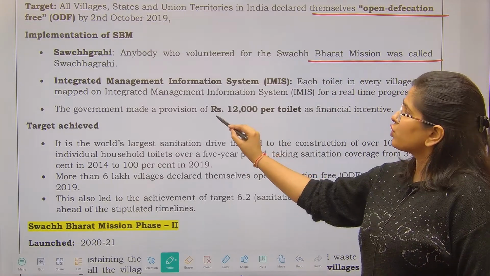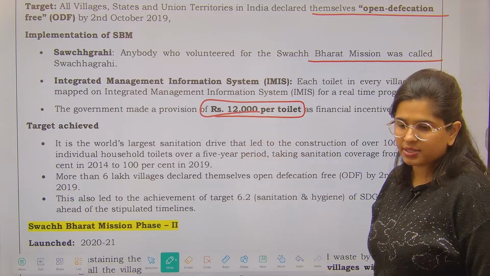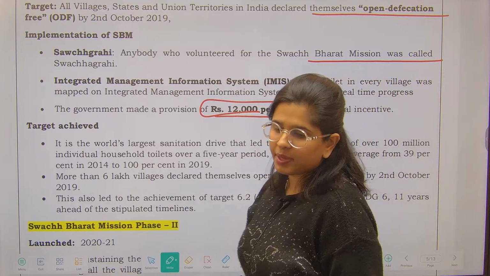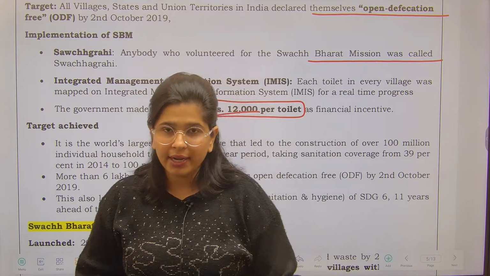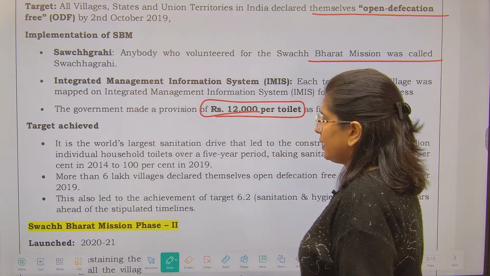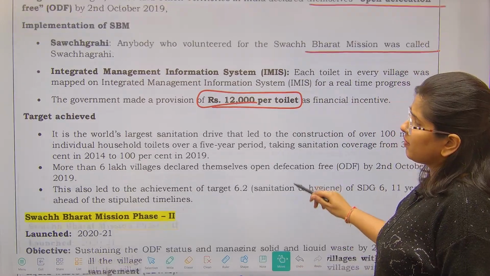The government made a provision of 12,000 rupees per toilet as the financial assistance, right? So 12,000 rupees is being granted as of now as well for the construction of toilets for the people who require it. Now this is all about target, so this is not something we need to focus on.